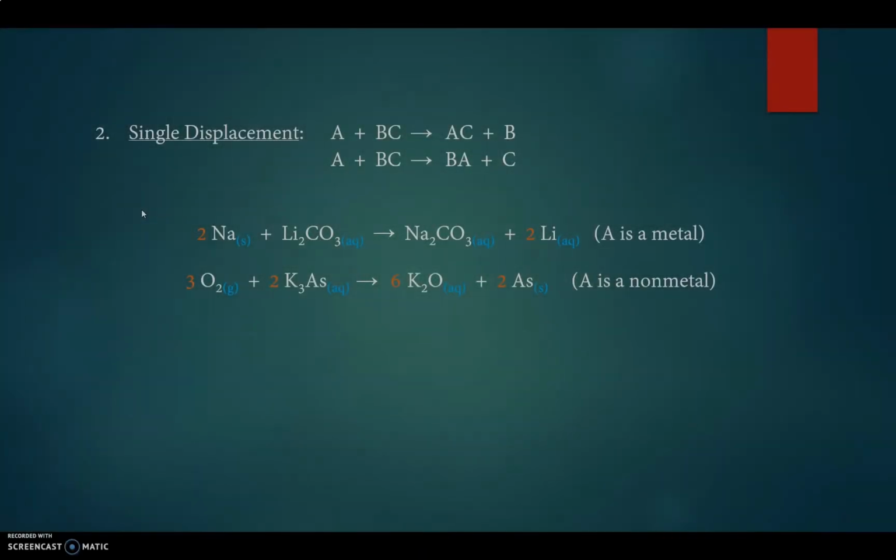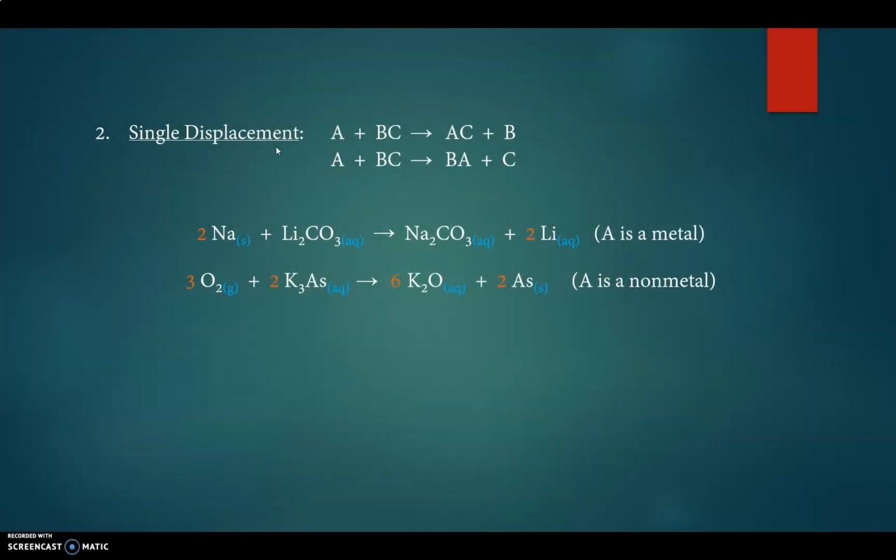The second type of reaction we talked about were single displacement reactions, where an element reacts with a compound. So it has the A plus BC format. If A is a metal, it trades places with B, which is the metal, and if A is a nonmetal, it trades places with C. So here's a couple of examples.